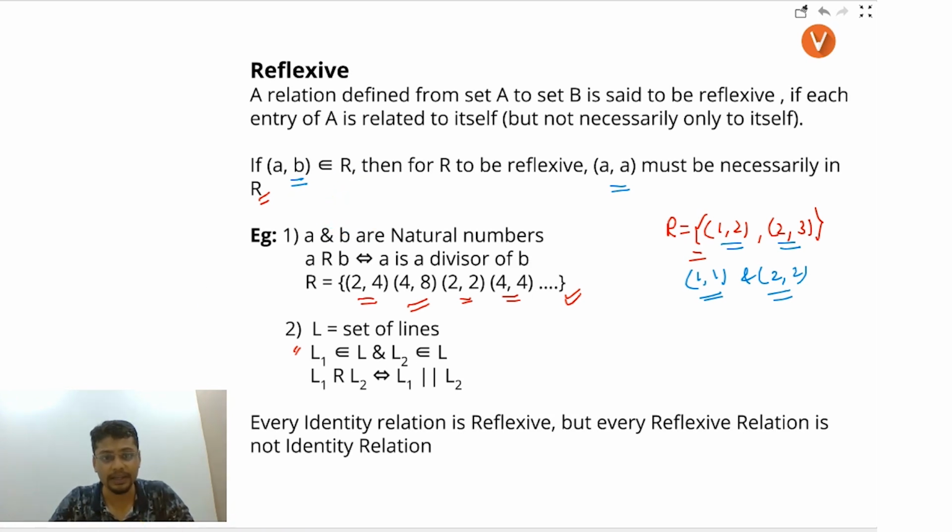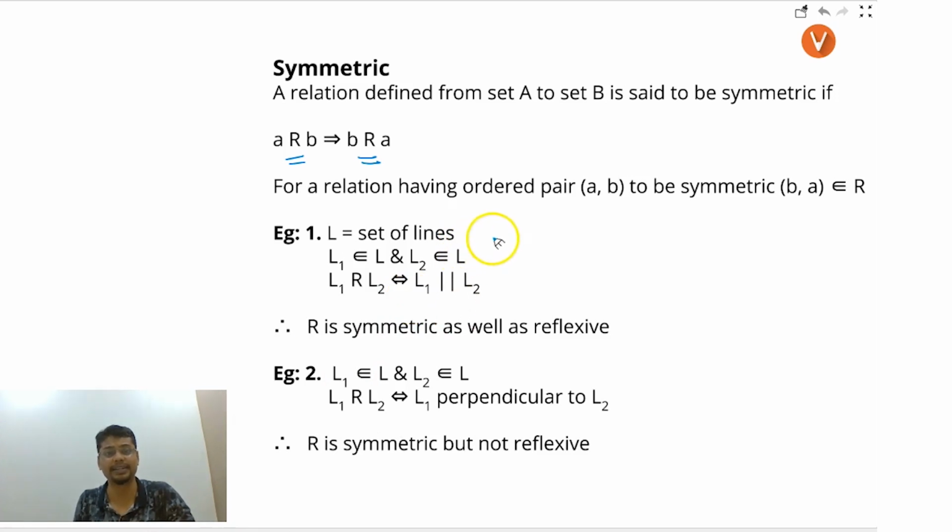Similarly, here in symmetric relation, if A is related to B, then B should be related to A for the relation to be symmetric. All right. So this is the same thing which is being repeated, right? If one ordered pair A comma B is there, then another ordered pair B comma A should also be present in the relation for it to be symmetric.